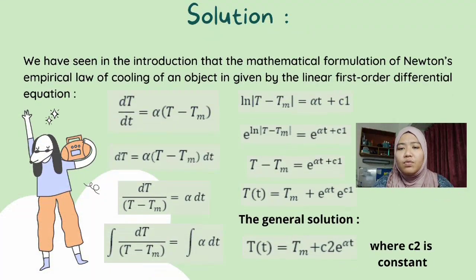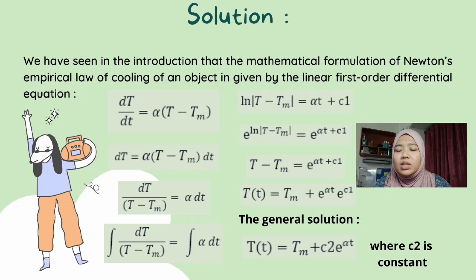Before we start solving the problem, we need to know how to get the general solution used in the calculation. From the previous slide, we have seen in the introduction that the mathematical formulation of Newton's empirical law of cooling of an object is given by the linear first order differential equation dT/dt equal to A multiplied by T minus Tm. From that, we need to use the concept of separable, which means it can be written as the product of a function involving only T while the other involves only t. The general solution can be found by integrating both sides as follows.